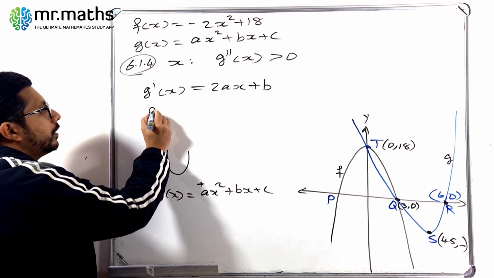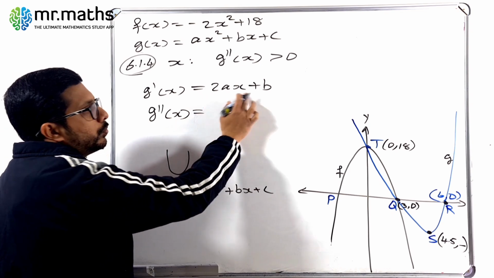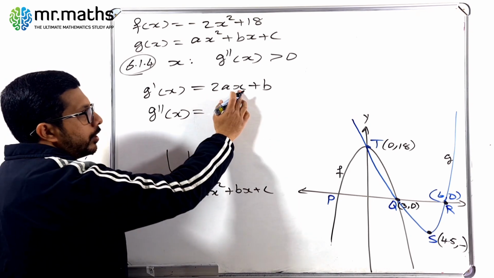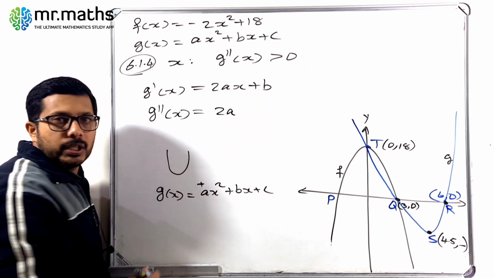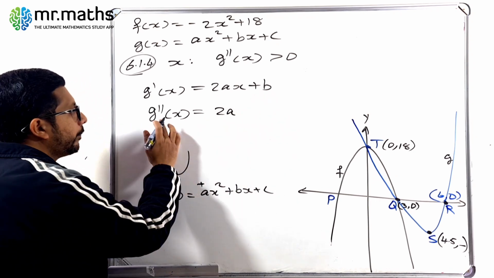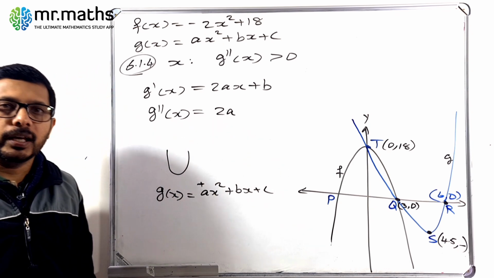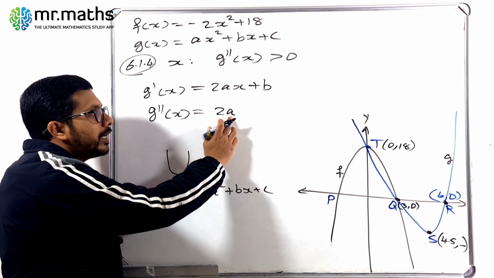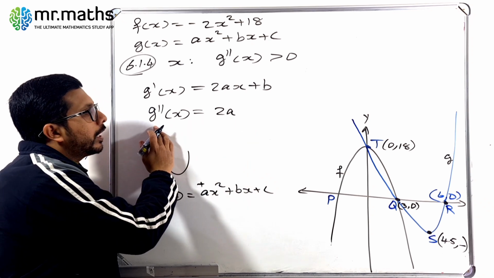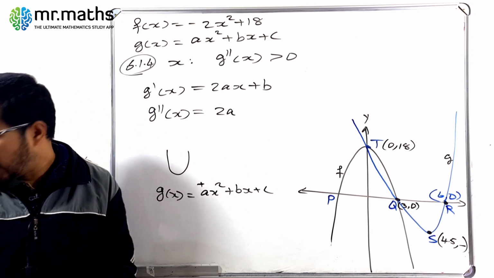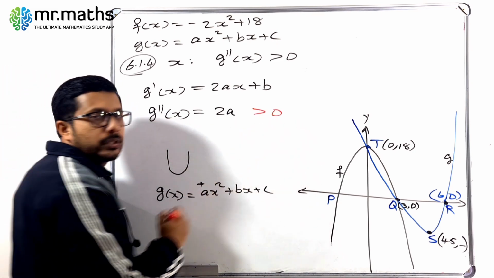Then the second derivative, g double dash of x. What is the derivative of 2ax? X is the variable, so the derivative of 2ax is 2a. The derivative of the constant term is 0. That means g double dash of x is 2a, and I already told you a is positive. Am I right? That means g double dash of x is a positive number, g double dash of x is greater than 0.